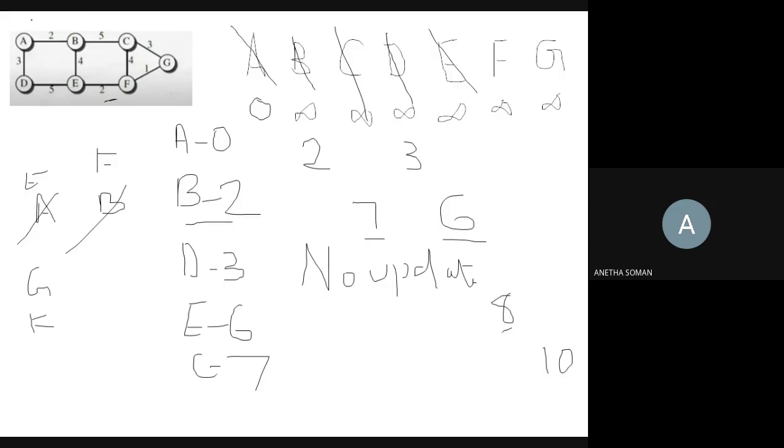Now what is the distance from C to F? C to F, you have 4 plus 7, 11 you are getting, but the value 8 is already there. Which is minimum, 8 or 11? 8 is minimum. So 11, you don't want to consider it.